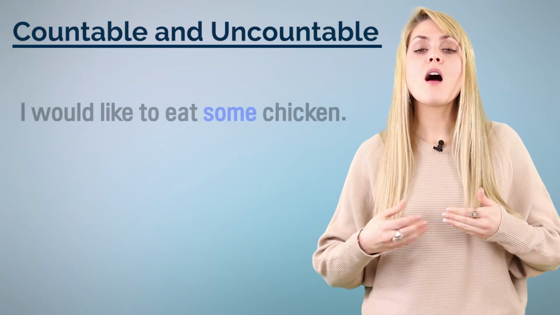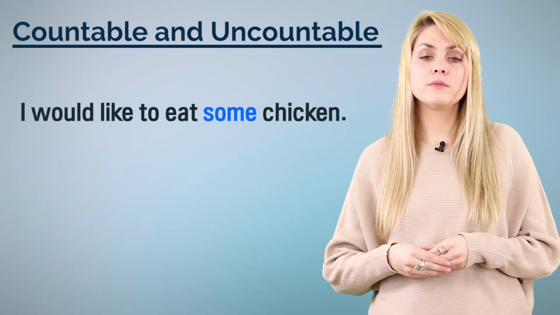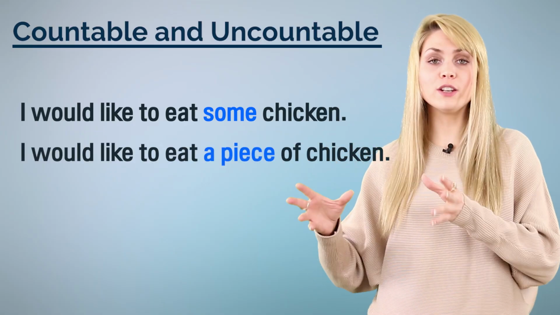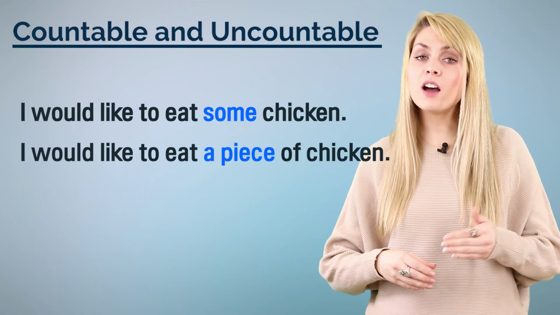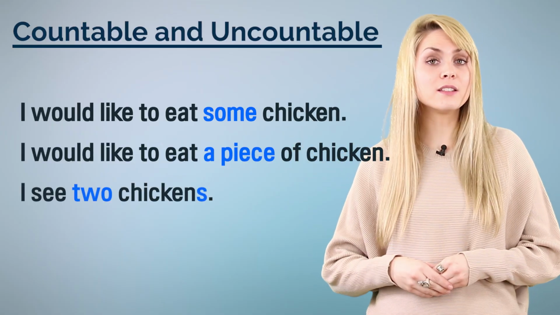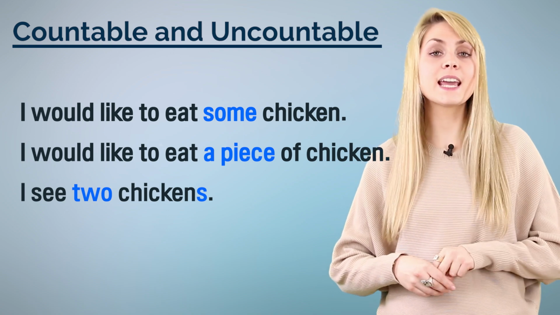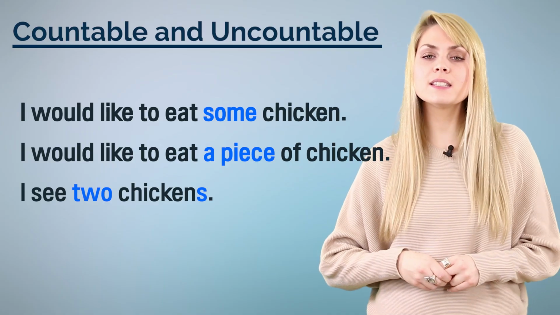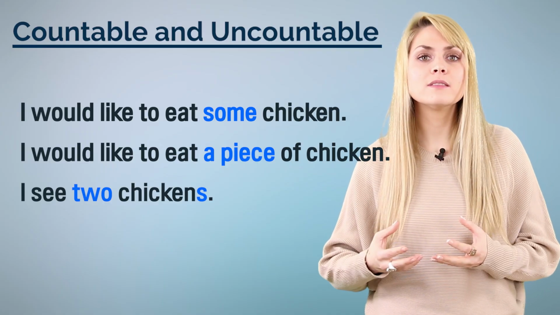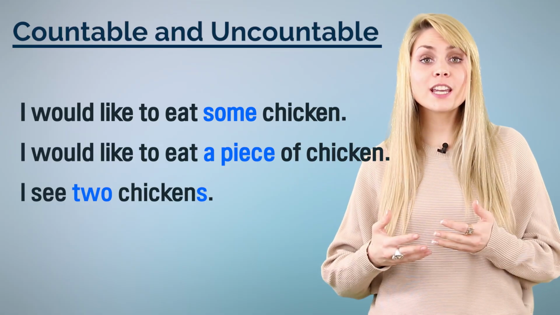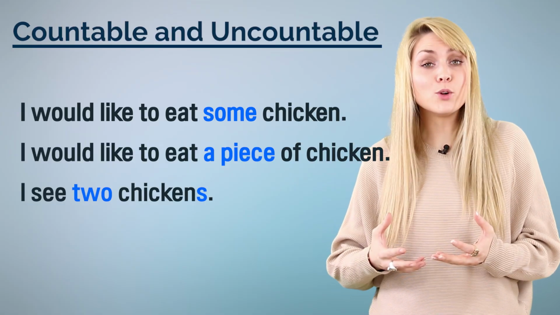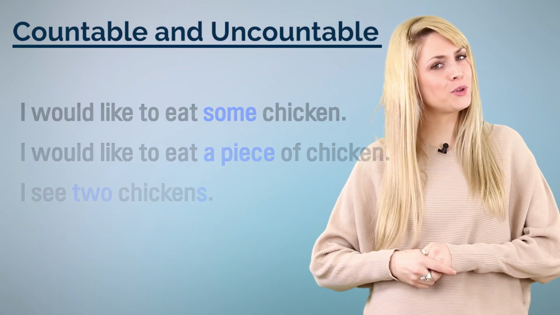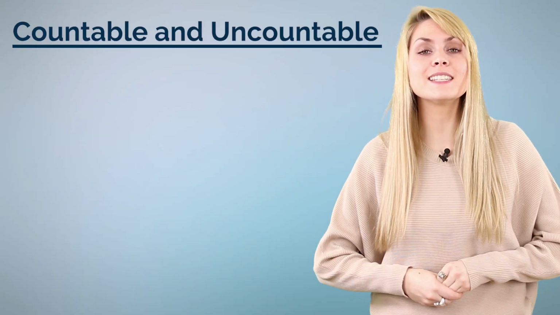Another example, I would like to eat some chicken. I would like to eat a piece of chicken. Both sentences, uncountable noun, chicken. But the last sentence, I see 2 chickens. Chicken, in this case, is a countable noun. Why? Because in the first 2 sentences, chicken is food. But in the last sentence, chicken is an animal. So the animal is a countable noun. Chicken as food is uncountable. Hope you get it. Let's move on to example sentences now.